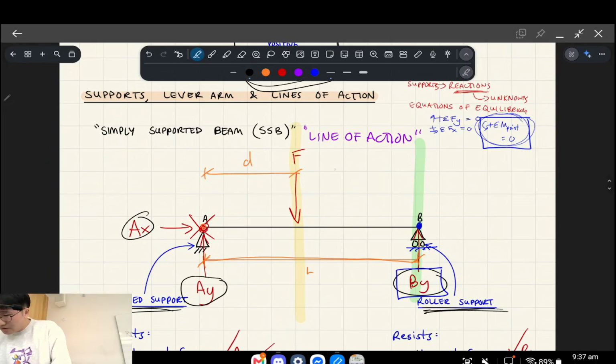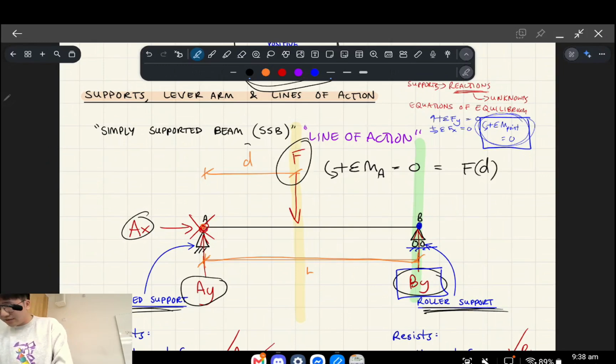If I do my calculation for the sum of the moments about a point, we're going to consider that point as A. That's now where our camera starts, we're going to look from there. The sum is equal to 0. Next, we have to sum all of these moments. Remember, the moment is equal to the force multiplied by the lever arm. Let's consider this force first. The force is F, and the lever arm is D, so that's force times lever arm.